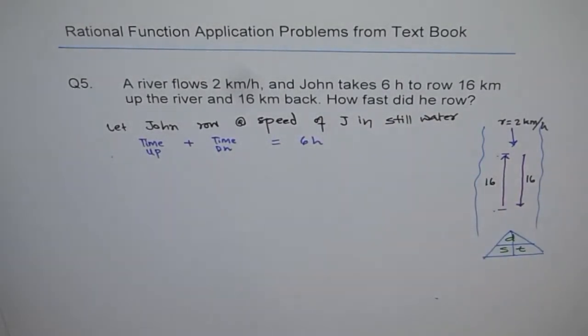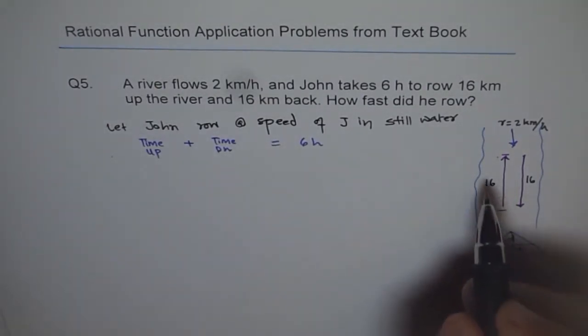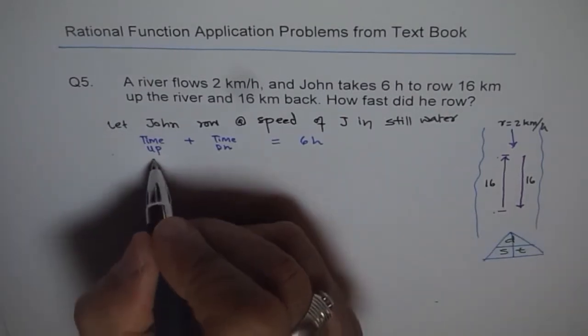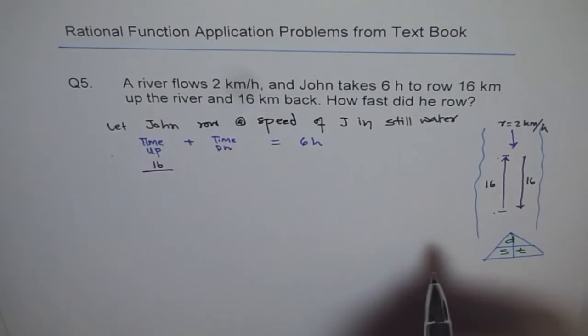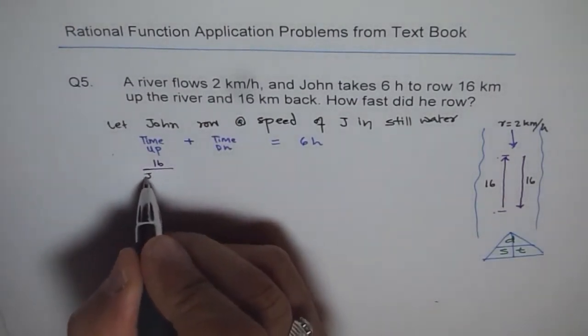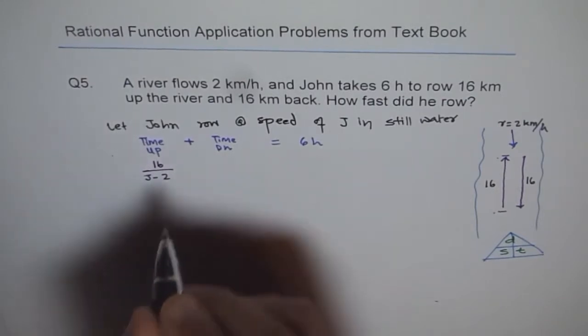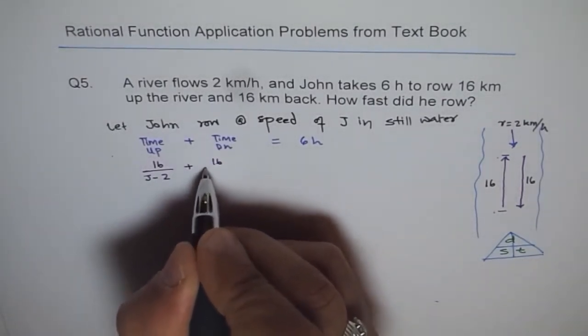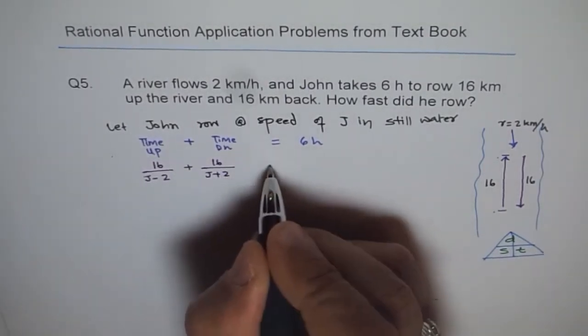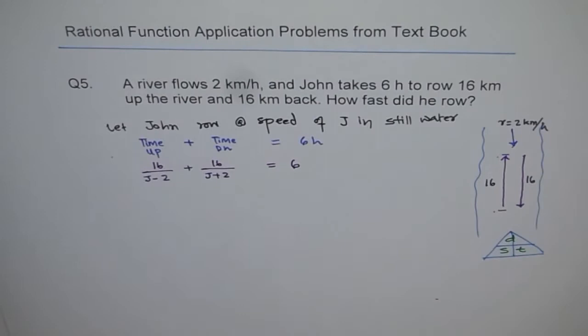That is what is given to us, and we need to put it in equation form. Time to go up is distance divided by speed. Distance is 16, so it is 16 divided by the speed. When you go up, it will be minus the river speed, so we say J minus 2. When you're coming down, the river helps you move faster, so the speed is J plus 2 and the total time is 6. That's your equation.